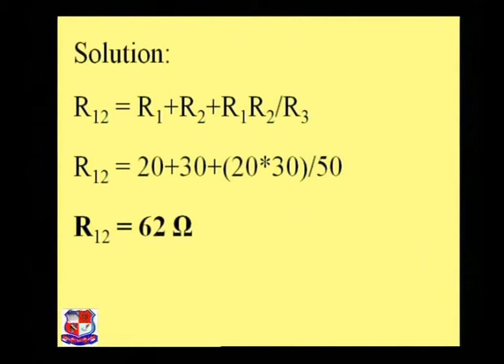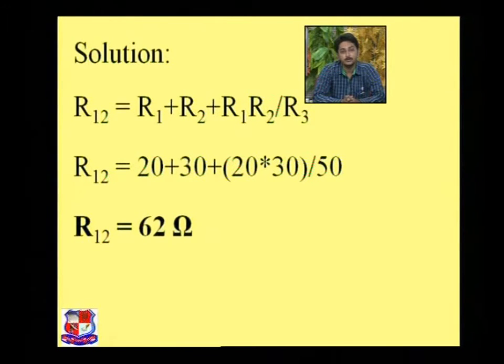If you have to convert star to delta, then for R12, first of all take the individual resistances' summation, like R1 plus R2, then the parallel configuration R1 R2 upon the resistance that is remaining, that is R3. So now putting in the values of R1, R2 and R3: the value of R1 is 20 ohm, the value of R2 is 30 ohm. So by 20 plus 30 and the 20-30 multiplication divided by the R3 resistor, that is 50, we are getting R12 equals 62 ohm. So this is the resistance between phase 1 and phase 2.